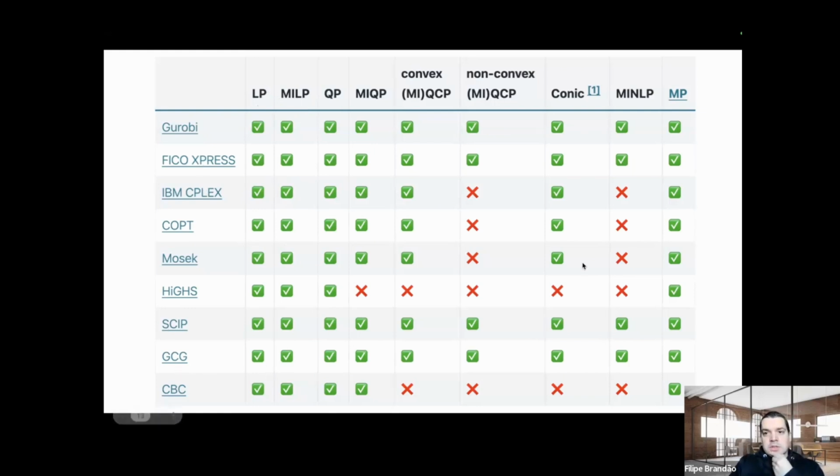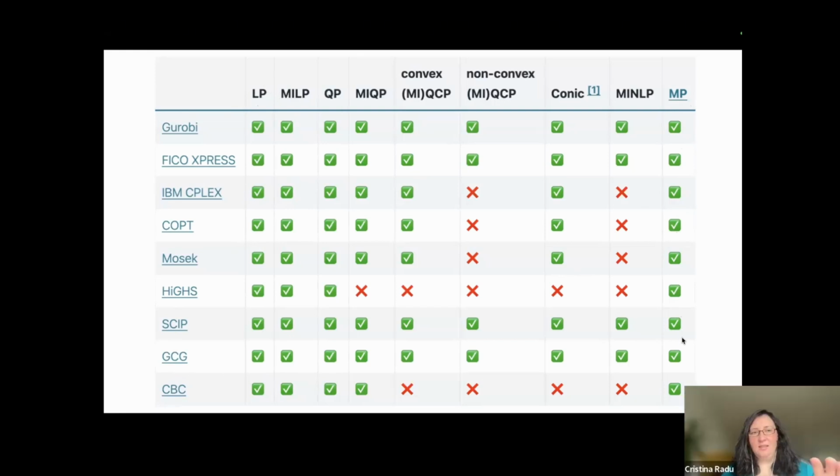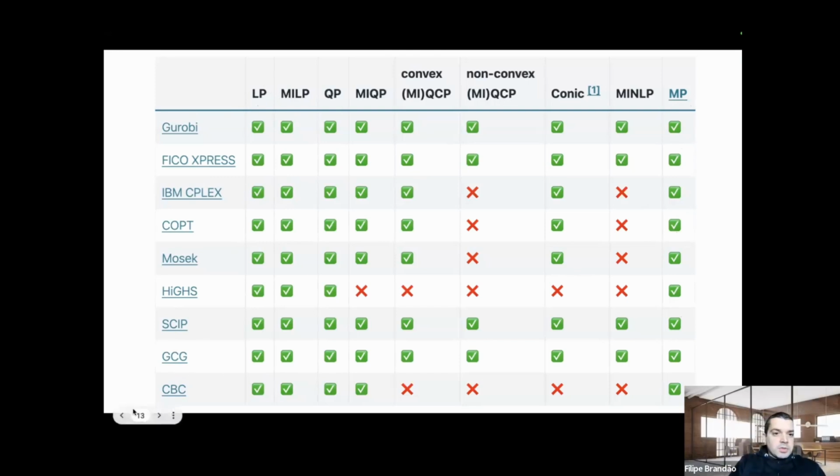And also all these solvers have an MP interface, which is the reformulation interface. So the modeling tricks with functionalities that go beyond what the solvers are capable of are available in every single solver from this table. Some of them are open source solvers. Some of them are commercial.